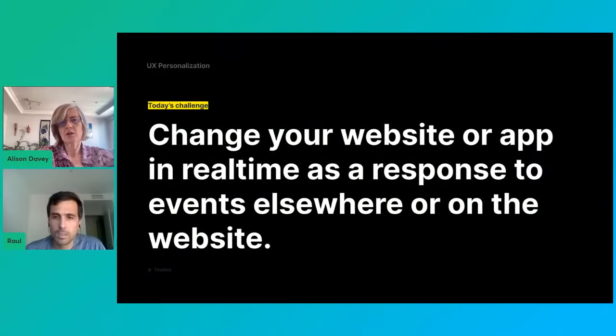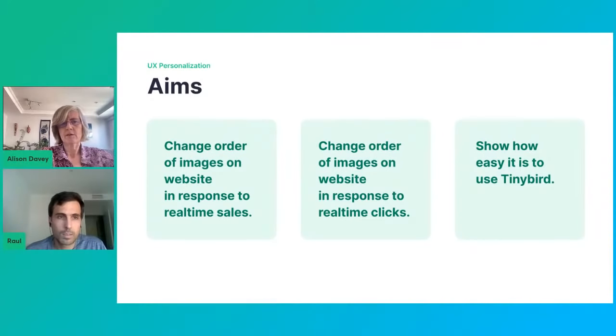Today's challenge is to change your website or app in real time as a response to events elsewhere or on the website. And we're aiming to do 3 things. The first thing is to change the order of images on the website in response to real-time sales. Second is to change the order in response to real-time clicks. But overall, it's to show how easy it is to use Tinybird. So let's have a look at what we're trying to achieve.